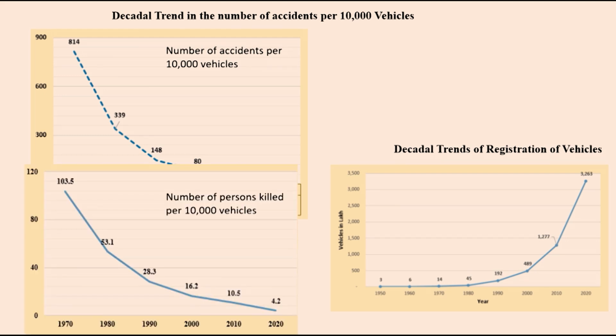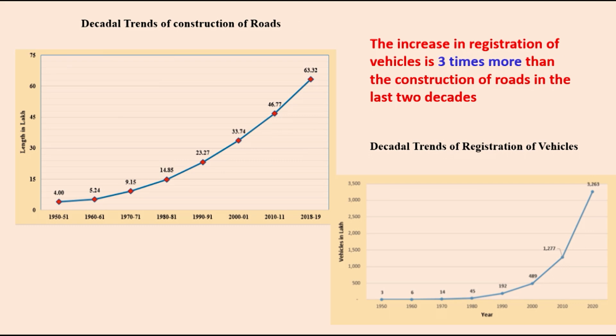Same thing with fatality. Fatality rate is not growing the way vehicle growth rate is, which is sometimes in double digits. Okay. So here is the construction of roads, which is growing at this rate, but the number of registered vehicles is growing at another rate. This is 3 times more. So at the end we are seeing that every city has congestion every now and then.